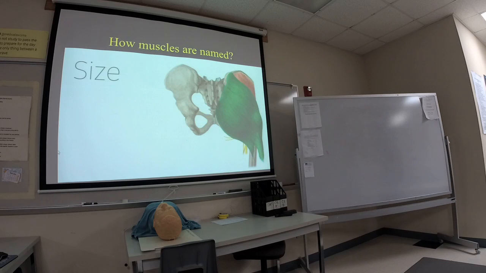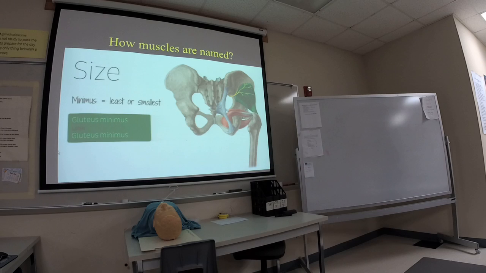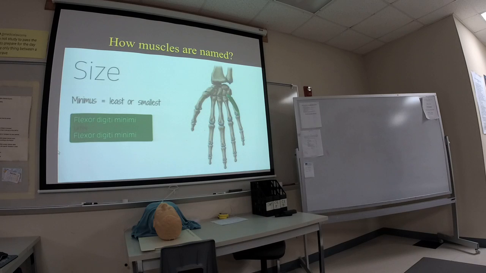And the term Maximus comes from the Latin meaning largest or greatest. As we can see on the right here, the gluteus maximus muscle is the largest muscle in the pelvic region, hence the use of the word Maximus. The term minimus is the Latin for least or smallest, and is also used in naming muscles such as the gluteus minimus muscle, which is the smallest of the three gluteal muscles, or in the case of the hand, the flexor digiti minimi muscle, which flexes the little finger.